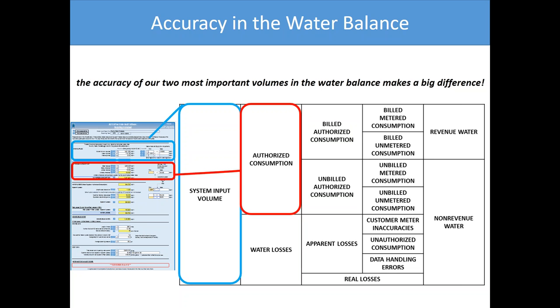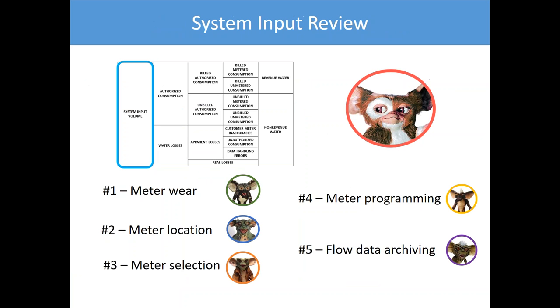Next slide, please. So as we think about what introduces error into our water balance, we're going to reach back about 30 years to our friends from the movie Gremlins. And the reason I want to do that is because I think Gremlins gives us the most poignant analogy for what some of these things are, and I'll touch on these and give a couple examples. You can see them there on your screen.